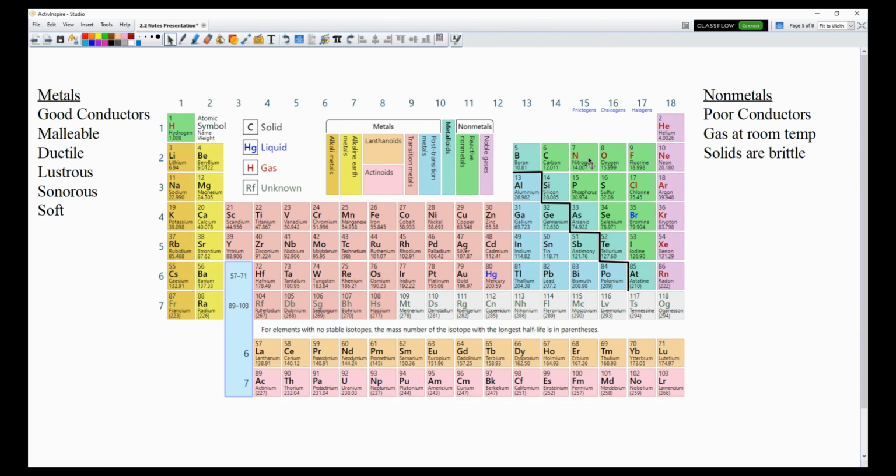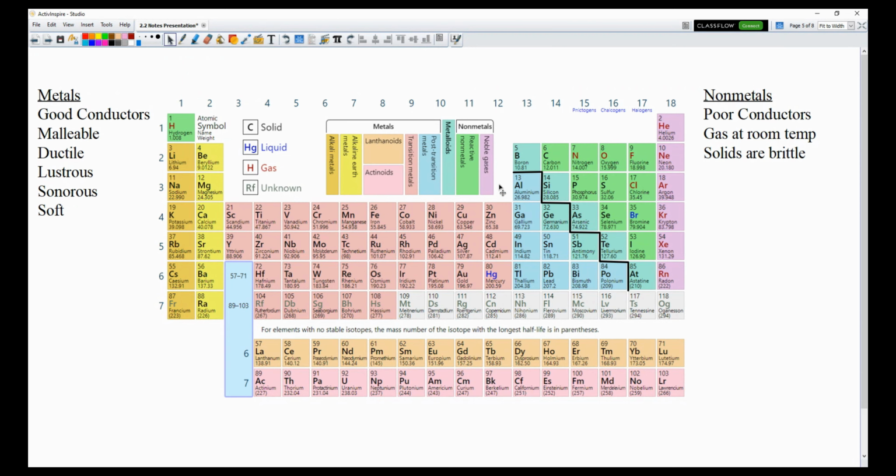Okay, so we see here nitrogen, all of the ones that are red are gas. And if they're solids, they're brittle. So they're not soft like metals. They're very brittle. If you were to hit it with a hammer, it's not going to make thin sheets like a metal. If you hit it with a hammer, it's going to bust up into tiny little parts.